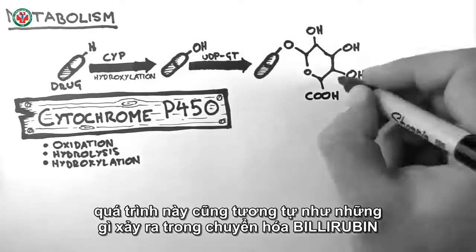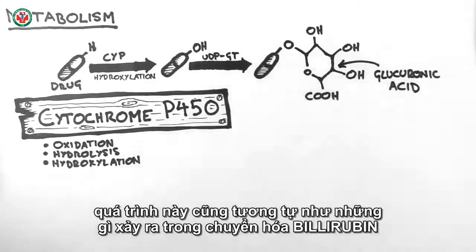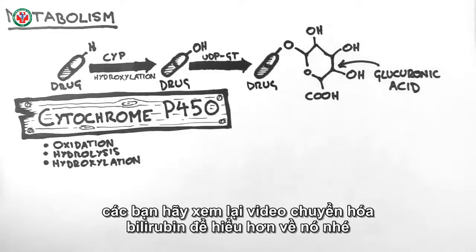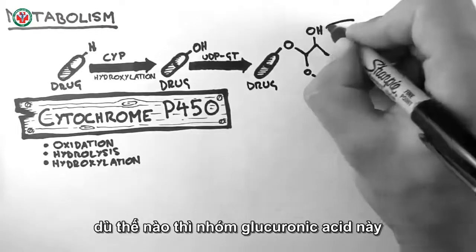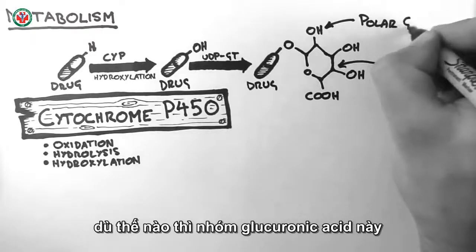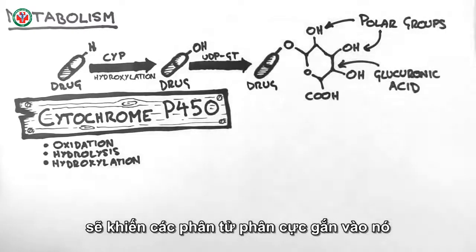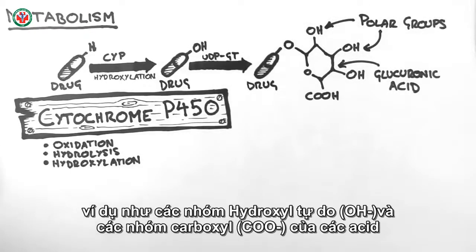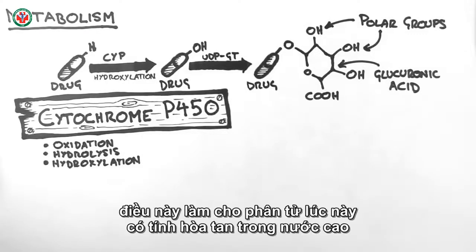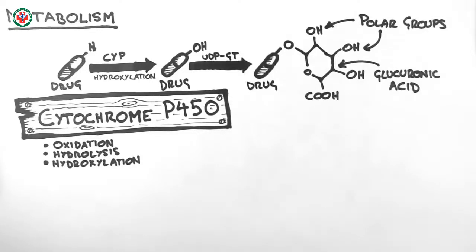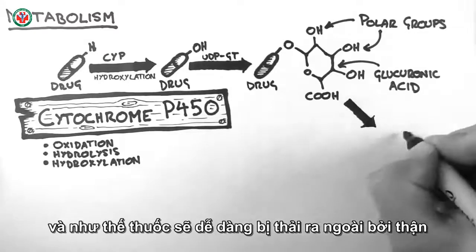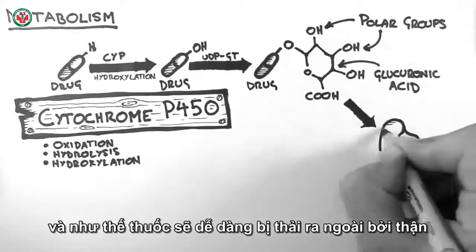This is the same process that happens in bilirubin metabolism. See the bilirubin metabolism handwritten tutorial for more information. Anyhow, the glucuronic acid group has many polar groups attached to it, namely 3 hydroxyl groups and a carboxylic acid group. This makes the molecule extremely water-soluble or hydrophilic. Thus the drug can be easily filtered and excreted by the kidneys.